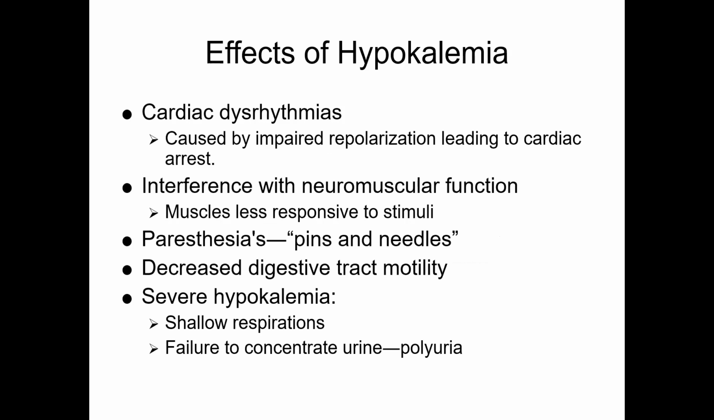Paresthesias, so a feeling of pins and needles. We'll also see decreased digestive motility, decreased appetite and nausea. So the GI tract isn't moving as quickly, it's slowed down, and they're not as hungry. In people with severe potassium deficit, the respiratory muscles will become weak, and eventually it will lead to shallow respirations. And in severe cases, kidney function can become impaired, leading to the kidney's inability to concentrate the urine and increase urine output or polyuria.